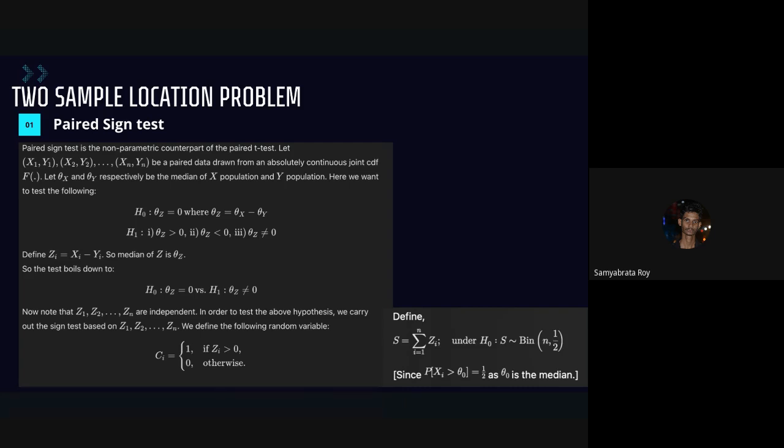So again, this simplifies into a one sample problem. Zi is now transformed into ci, where ci is 1 if zi is greater than 0 and 0 otherwise. Okay, understood? Now, similarly, s is going to be the sum of the ci's, the number of ci's, where s will follow binomial n comma half under the null hypothesis. Same problem, we're going to check whether it is validated or not. Okay, I guess cool enough. Any question regarding this problem, the two sample location problem?